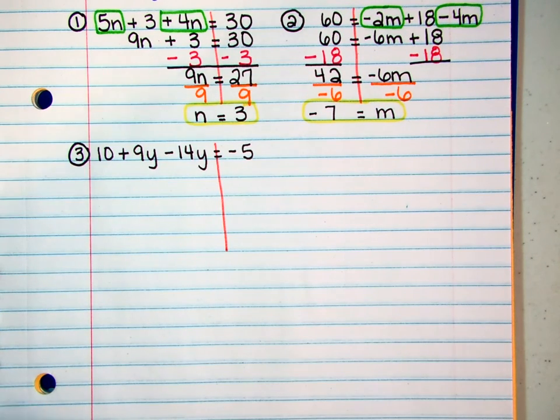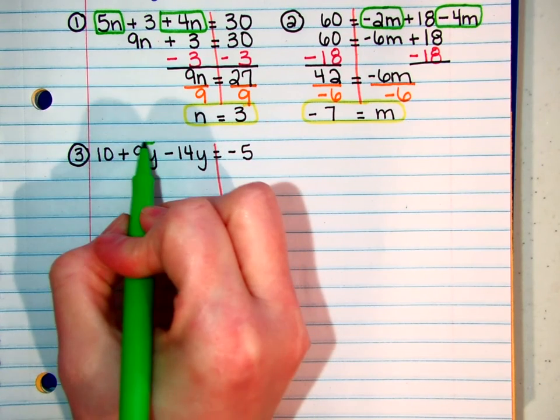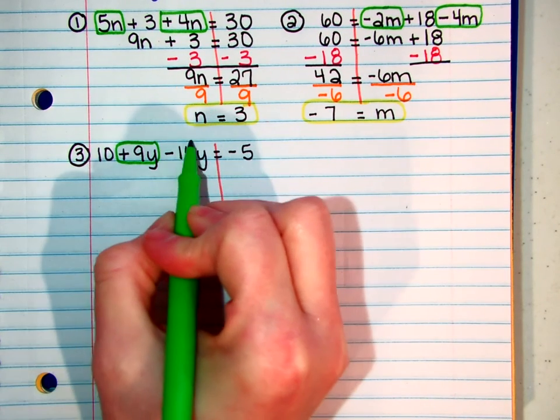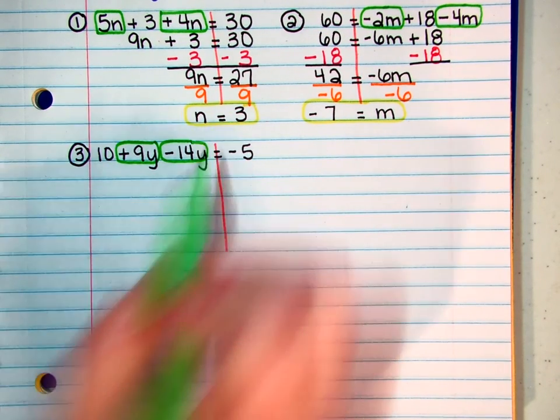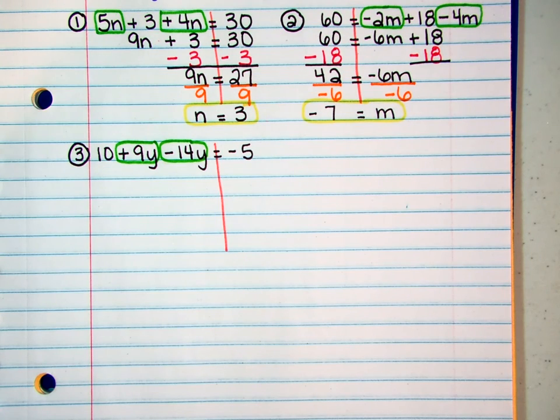Okay, now I need to combine my like terms. They are actually right beside each other. But look, I have a positive 9, a negative 14. They are different signs. We must find the difference and take the sign of the number with the highest absolute value. So when I combine them, I'm going to end up with a negative. And I'm going to have a negative 5 because that 14 is bigger.